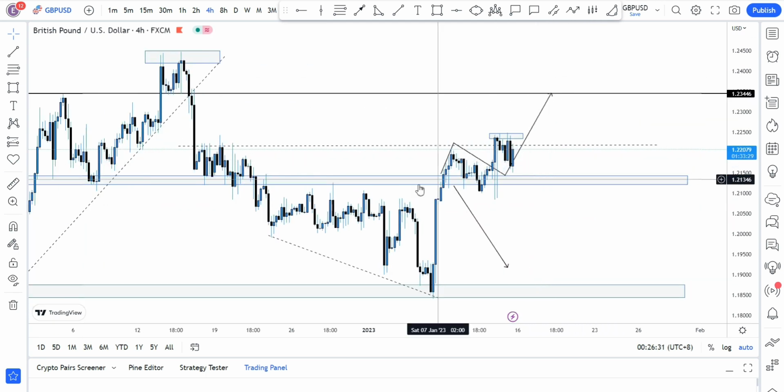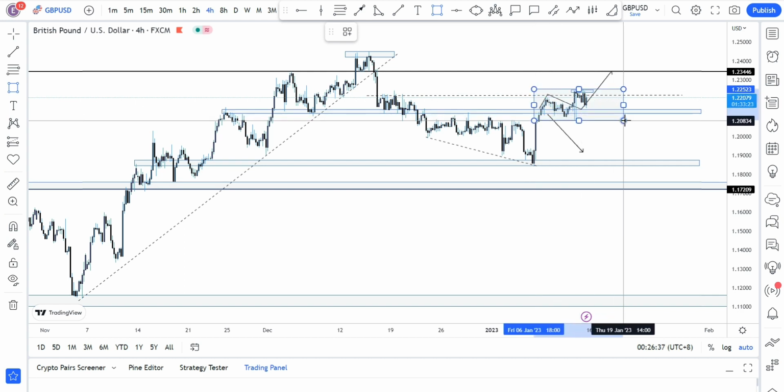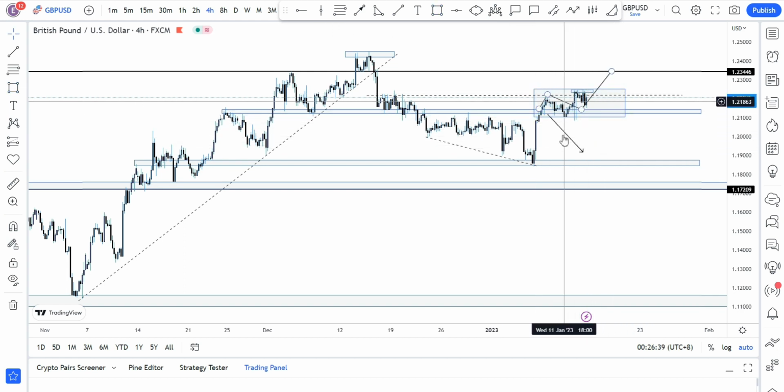But for now, we've seen how price really had a good break and retest, and then created more of a consolidation here, which we'll be looking out for next week.